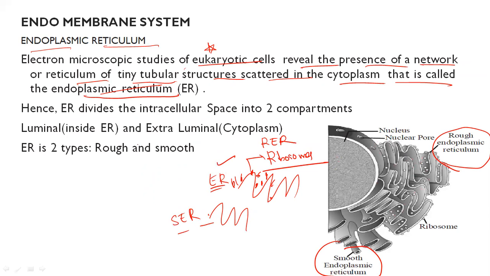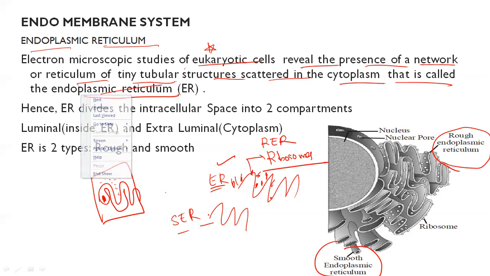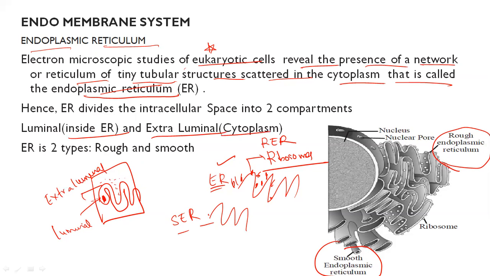Okay. And let me tell you something. The intracellular space is divided into two components. One is luminal, that is inside the endoplasmic reticulum, and the other is extraluminal, which is in the cytoplasm. So how is it divided? It is divided into two things: luminal and extraluminal. All right, luminal is inside the endoplasmic reticulum and extraluminal is in the cytoplasm.